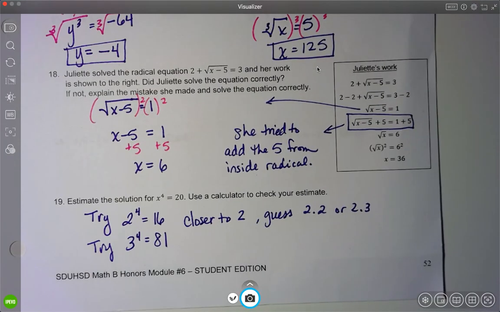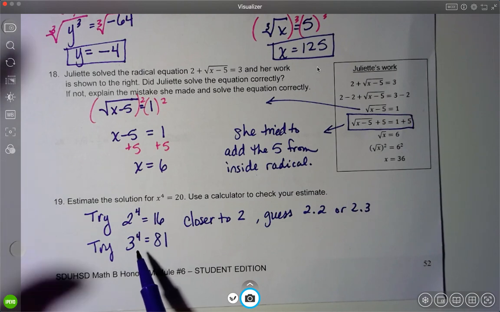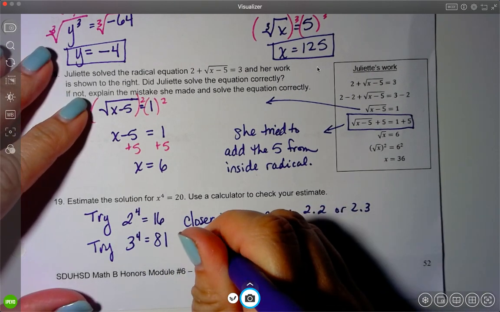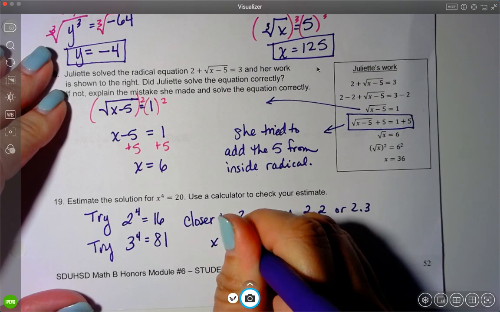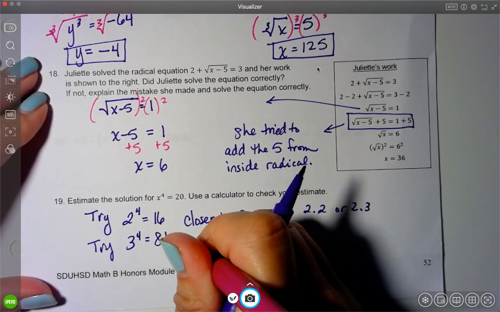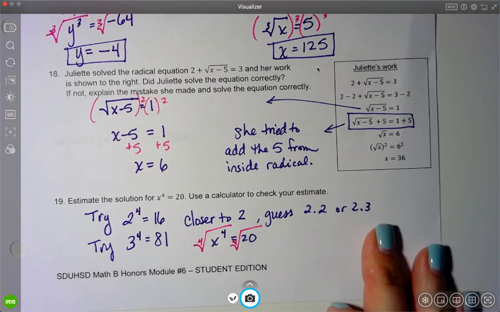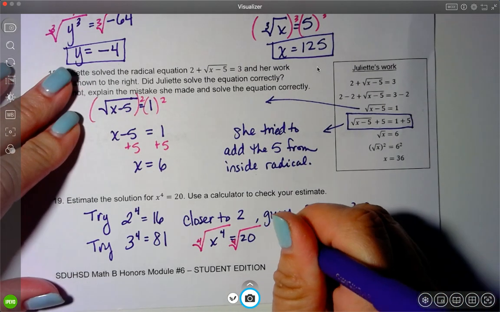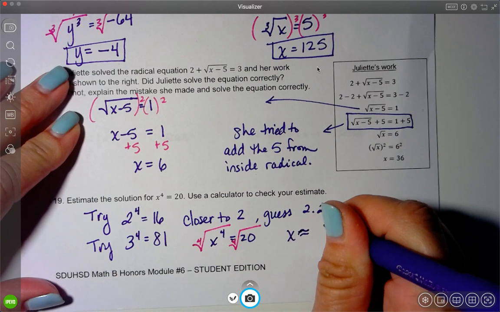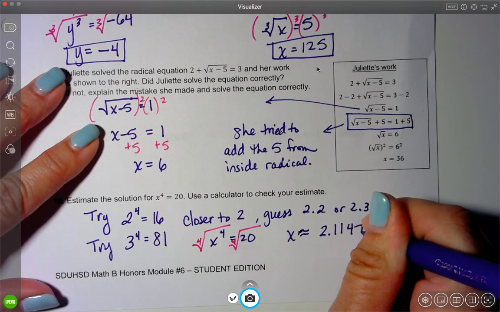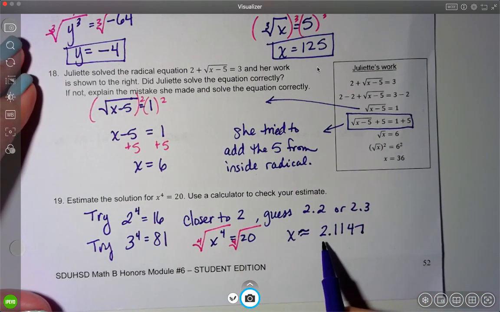Okay, sorry about that. So I had a graphing calculator, so I had to use 20 to the 1/4. So anyway, if I want to solve x to the 4th equals 20, I do the inverse operation to both sides. I don't think you could do that with those basic calculators at school. So I would have x equals, and it's about 2.1147. So actually, it's really close to 2, closer than I thought.